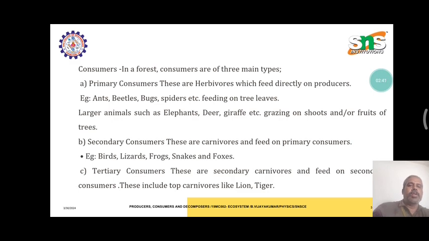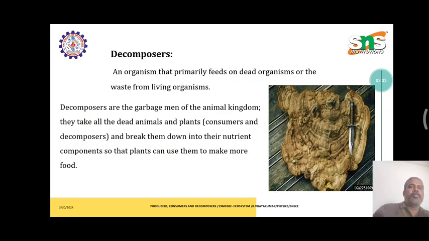Secondary consumers are carnivorous and feed on primary consumers. Examples are birds, lizards, frogs and snakes. The third category is the tertiary consumer. These are carnivorous and feed on secondary consumers. This includes top carnivores like lion, tiger and human beings.